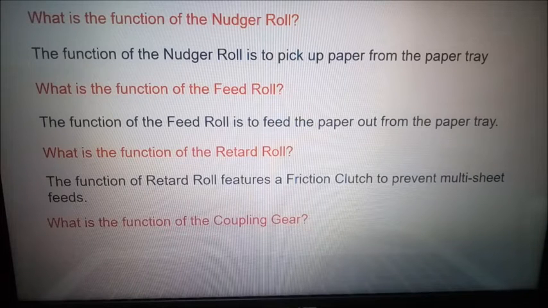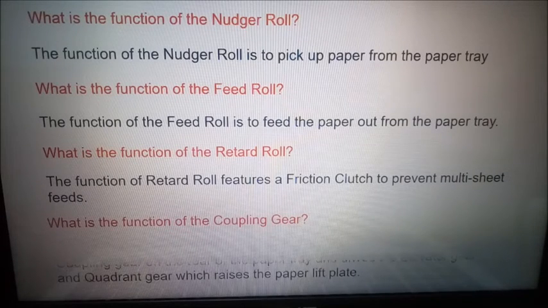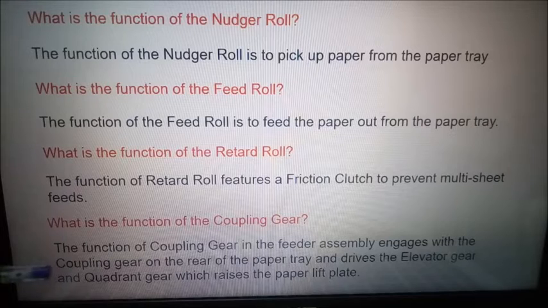Okay, then what is the function of the coupling gear? The coupling gear in the feeder assembly engages with the coupling gear on the rear of the paper tray, and drives the elevator gear and quadrant gear, which raises the paper lift plate. So those are the functions of the rolls, the nudge roll, feed roll, retard roll, and the coupling gear.